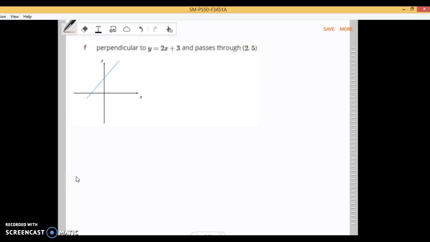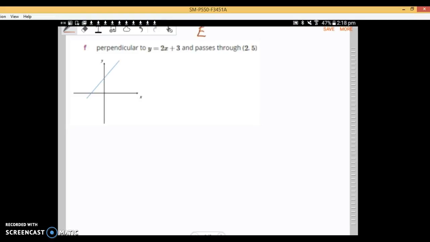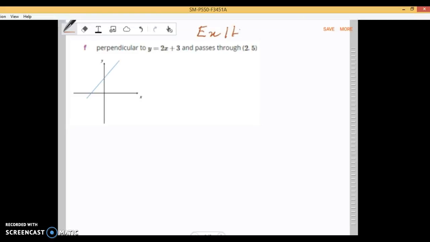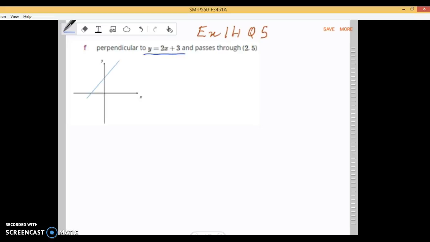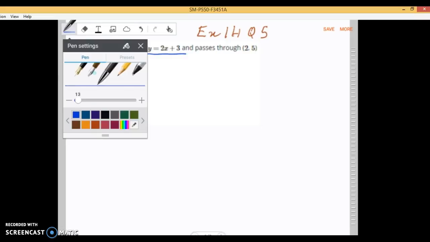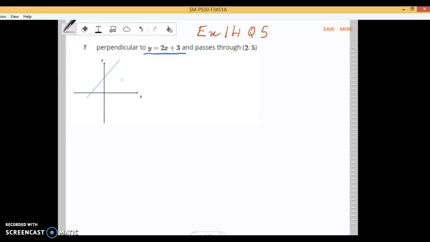So this is exercise 1H again, but this is question 5F this time. Okay, now this time we're asked to find the equation of a line which is perpendicular to y equals 2x plus 3, this blue line here, and this passes through the point 2, 5. So 2, 5 would be, say, about here.